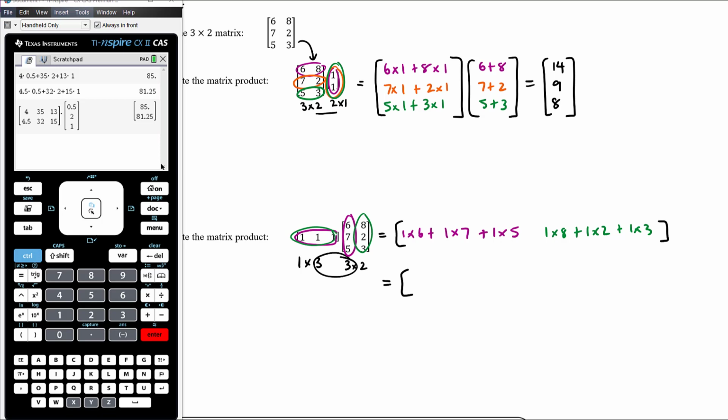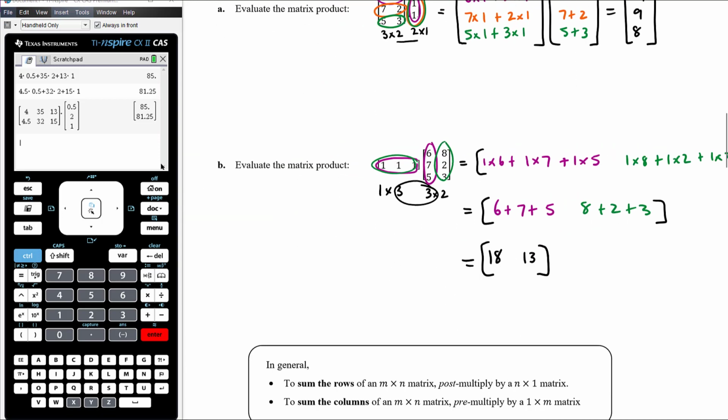Okay, so what we actually have here is 6 plus 7 plus 5, the sum of the first column, and 8 plus 2 plus 3, which is the sum of the second column. So 18 and 13. So the sum of the first column is 18 and the sum of the second column is 13. Again, thinking about this as a technique to apply to a much larger data set, much larger matrices.